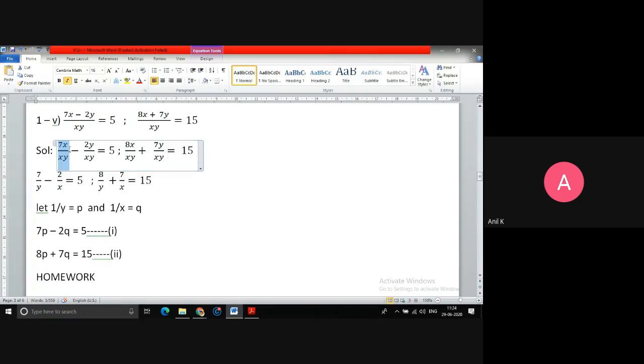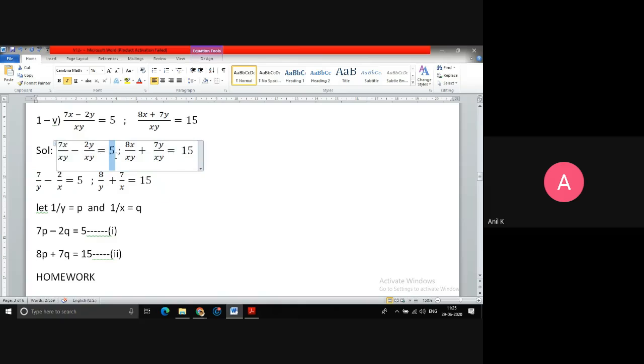Now look at this 7x upon xy. Any cancellations? x will get cancelled in both the numerator and denominator, so I'm left with 7 upon y. Here, if I see 2y upon xy, any cancellations? y will get cancelled in both numerator and denominator, so I'm left with 2 upon x. So 7 upon y minus 2 upon x equals 5.